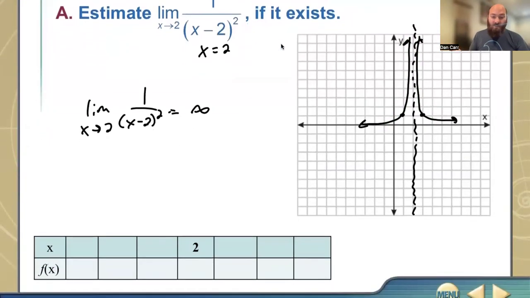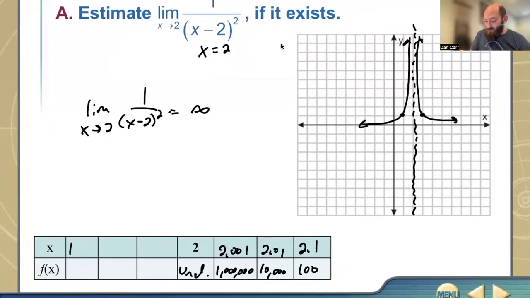And again, we can kind of see that a little bit with our table. We know that it's undefined at 2. So let's look at what happens when I come from the right-hand side. So 2.1, 2.01, 2.001. This is 100, this is 10,000, and then this is 1 million. So you can see that as we come from the right-hand side, this is getting very large here.